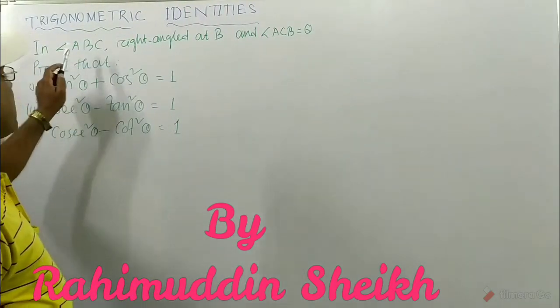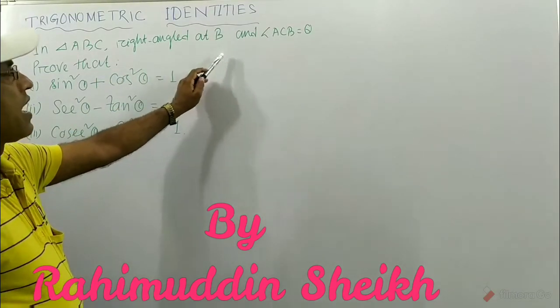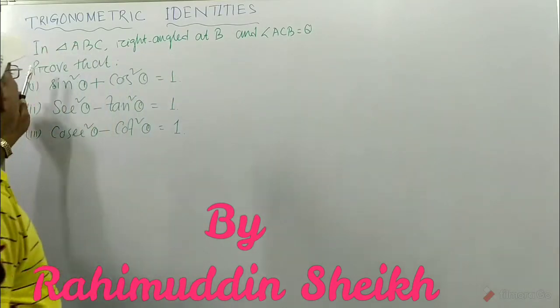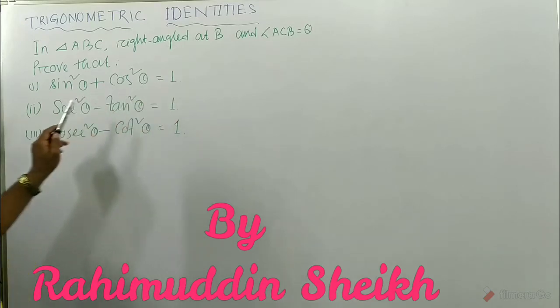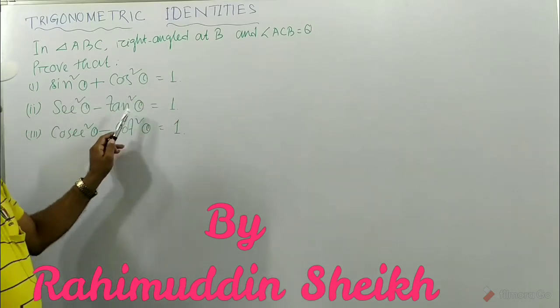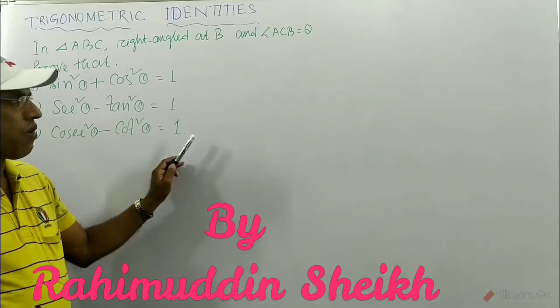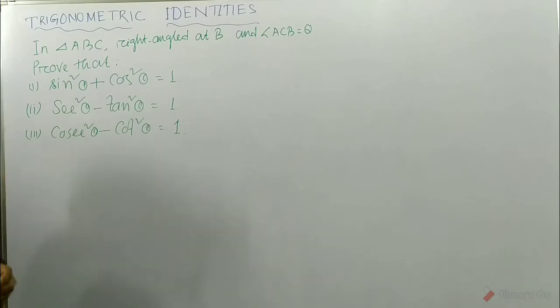So, in triangle ABC, right angled at B and angle ACB equal to theta, prove that sin square theta plus cos square theta equal to 1, sec square theta minus tan square theta equal to 1, cosec square theta minus cot square theta equal to 1. Now you want to prove these three identities.